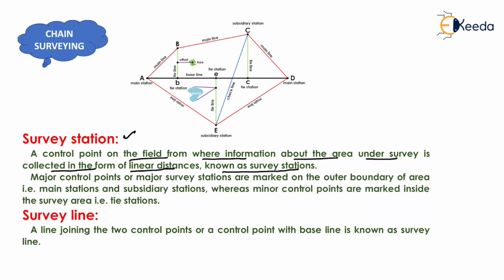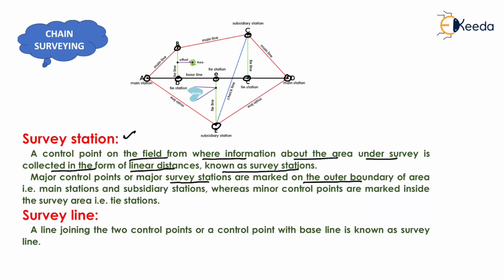It means that these are known as control points from where information about the area under survey is collected. Now, major control points or major survey stations are marked on the outer boundary of the area, that is main stations as well as subsidiary stations. So, they are known as major control points, whereas minor control points are marked inside the survey area, that is tie station, which is shown here.